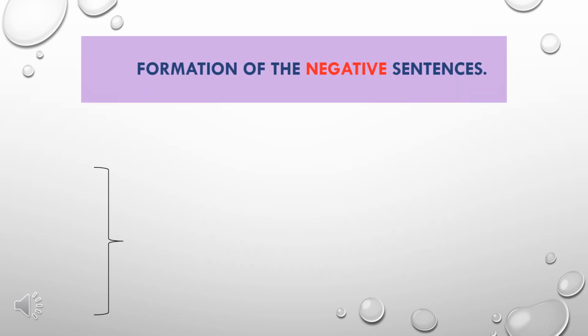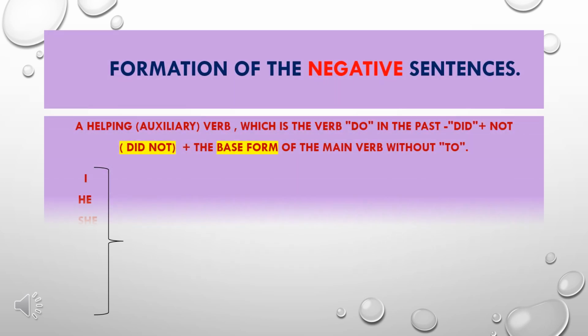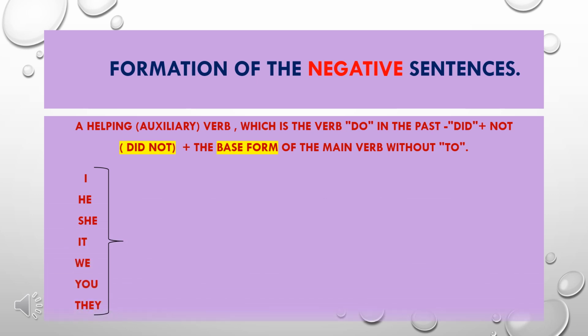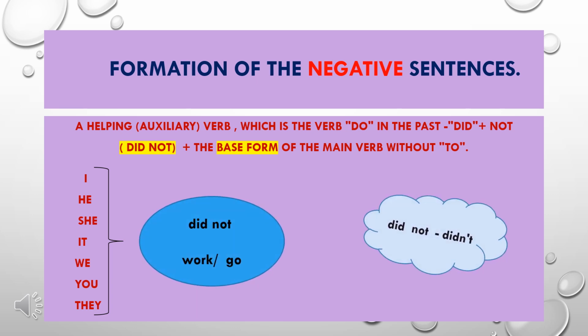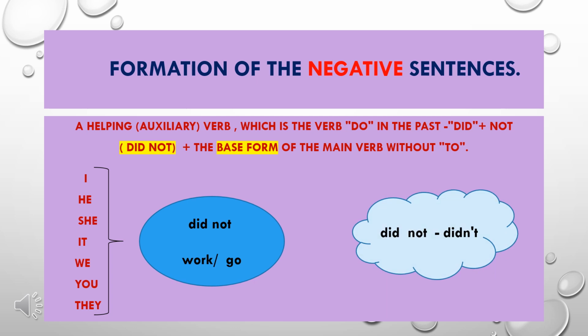Now, let's look at what happens when we make it negative. Here, you have to use a helping verb, an auxiliary verb, which is the verb do and the past did, and the negative particle not. It means didn't plus the base form of the verb without to. Didn't is the short form that we usually use in conversations. But what does it stand for? Didn't is actually a short form or a contraction of 2 words, did not.